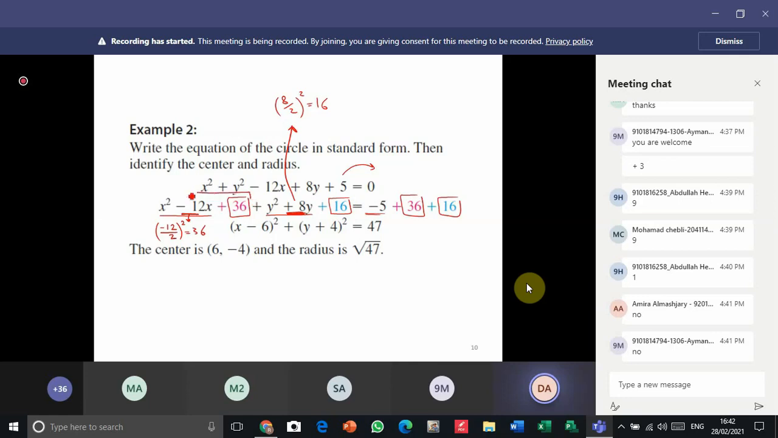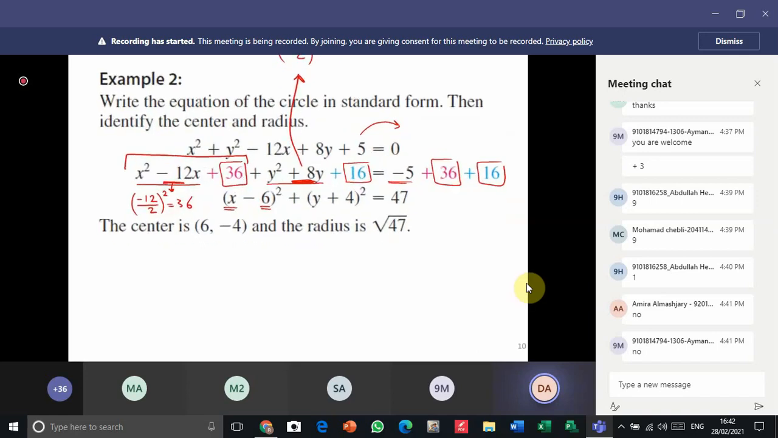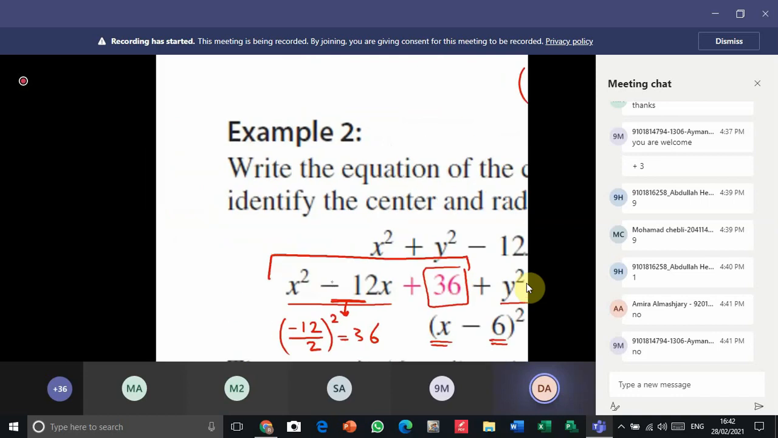From the first 3 terms, we have the radical of x square is x, the radical of 36 is 6. Okay, but we have negative. Why do we have negative here? Because we have negative in the coefficient of x.